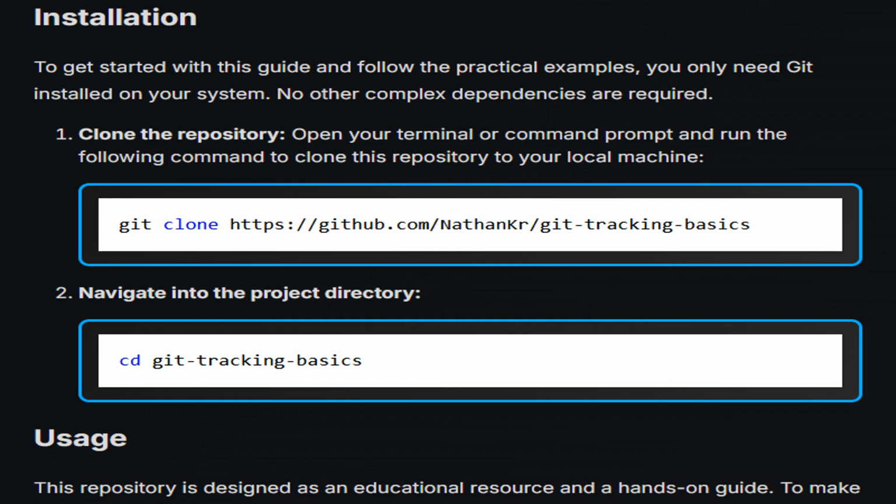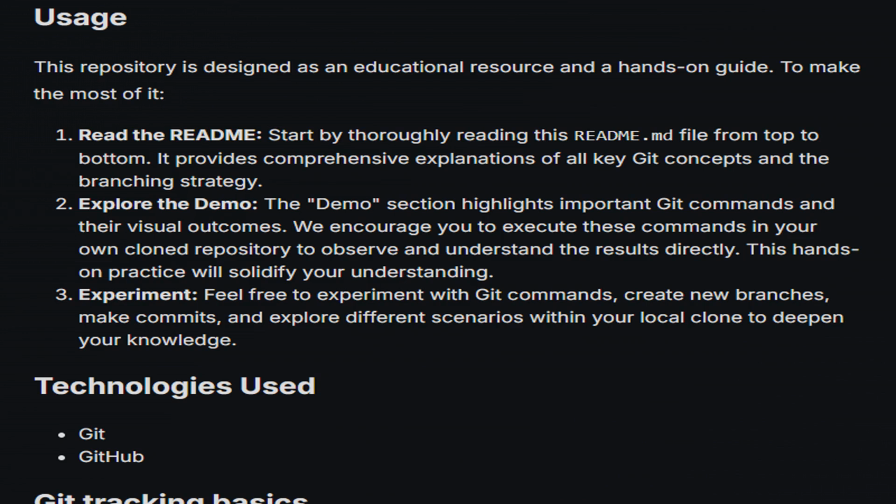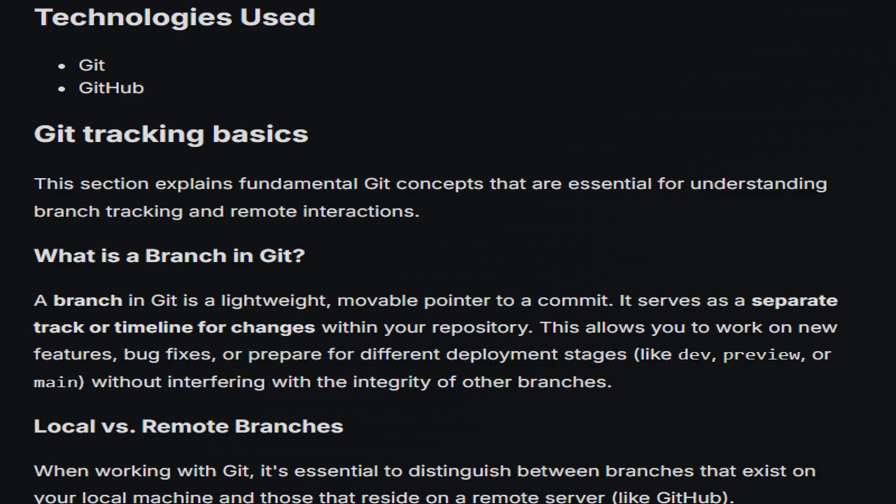Users should clone the repository using git clone, github.com/NathanCarr/git-tracking-basics, and then navigate into the Git Tracking Basics directory. Designed as an educational tool, users should start by reading the README for comprehensive Git concepts and explore the demo section to practice important commands in their cloned repository, enhancing their understanding through hands-on experience. Technologies used include Git and GitHub, showcasing standard tools utilized in the management of version control and collaborative software development.